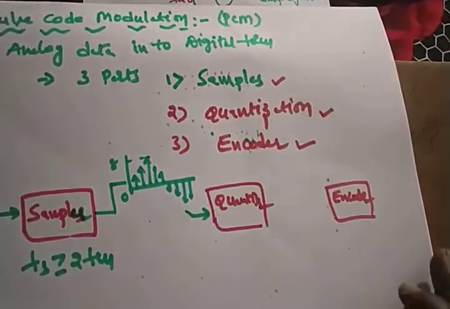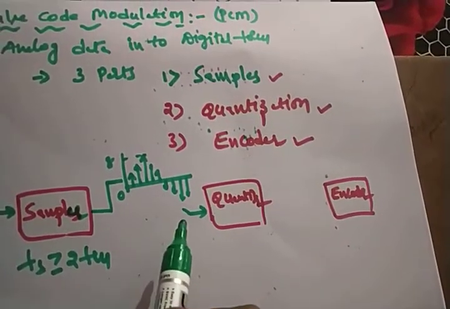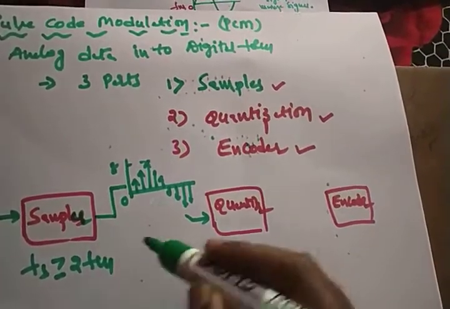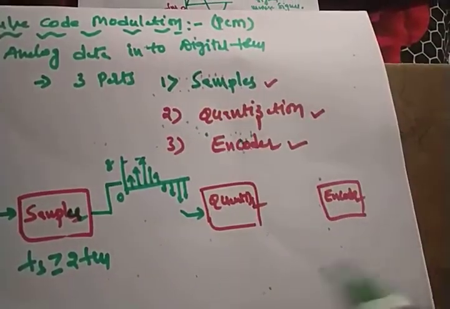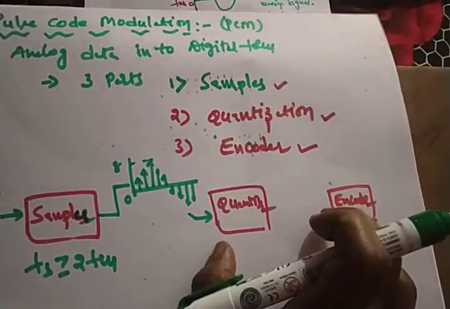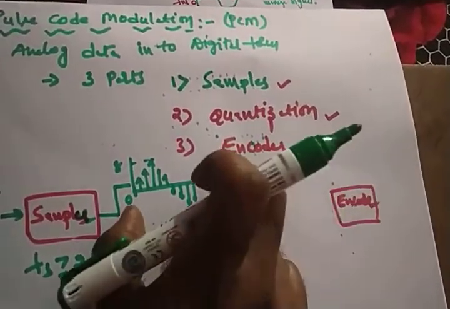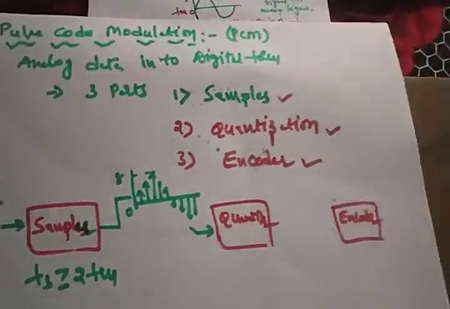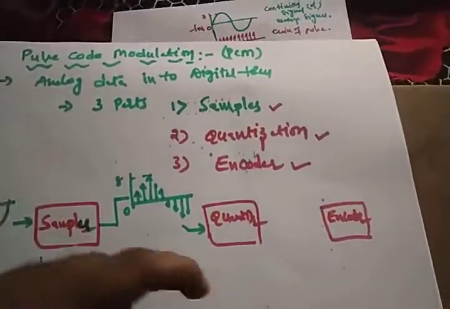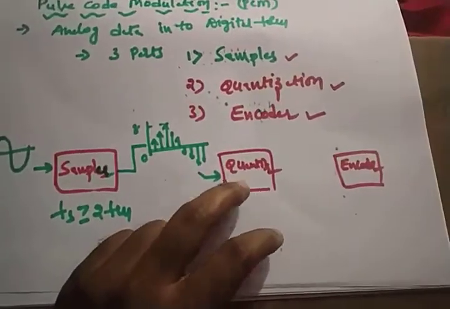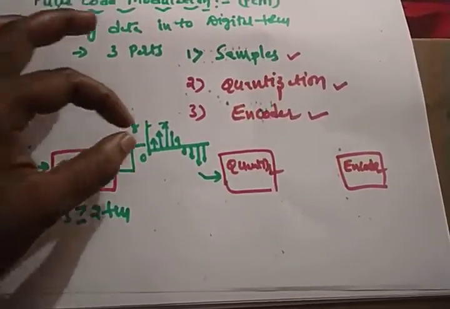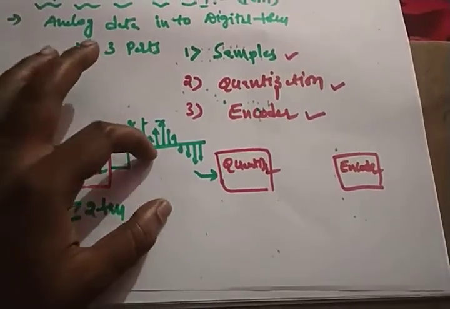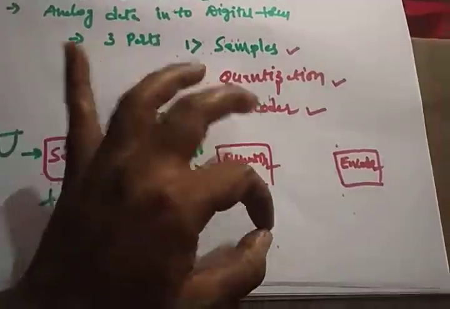You are getting your discrete waveform, which has a different train of pulses with infinite magnitudes from 0 to 8. But the quantizer will make each and every one of these infinite magnitudes a fixed magnitude. So what is the function of a quantizer? Quantizer, for these types of train of pulses, creates a fixed magnitude.